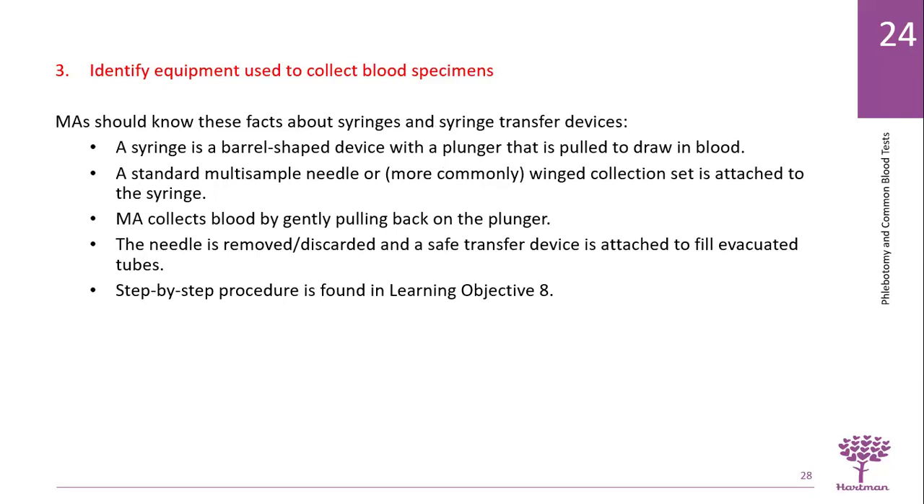Here are some other facts about syringe and syringe transfer devices. A syringe is a barrel-shaped device with a plunger that is pulled to draw in blood. A standard multi-sample needle or commonly a winged collection set is attached to the syringe. So most MAs or phlebotomists collect blood by gently pulling back on the plunger. The needle is removed or discarded by a safe transfer device. The step-by-step procedure is found in your Learning Objective 8, and you'll see this in your book as well.